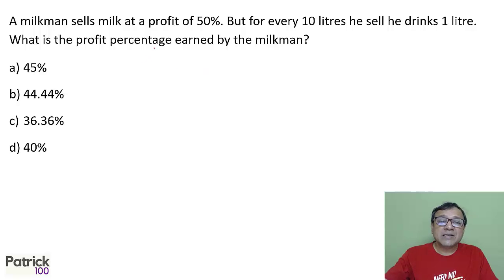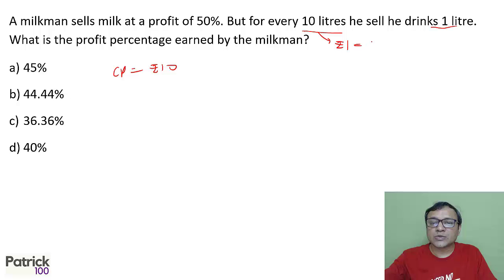A milkman sells the milk at a profit of 50%. But for every 10 liters he drinks 1 liter. Let's assume that each liter is 1 rupee. That means the cost price of 10 liters is 10 rupees, 1 rupee per liter. Profit will be 5 rupees. So the total selling price will be 15 rupees.